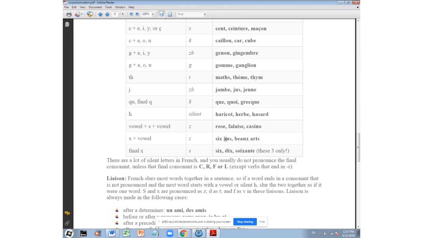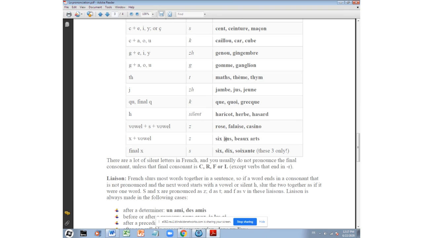So letter X has the sound S, by the way. In fact, it has been explained there, the last one. So we say S plus R, that's why we say season, beaux-arts. Then the final X in a word becomes S. So we say six, we say dix, we say soixante. These three only. Please take note of that.